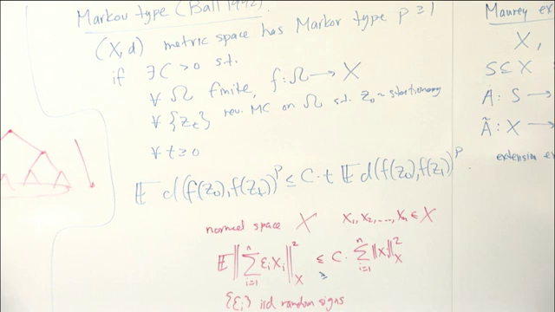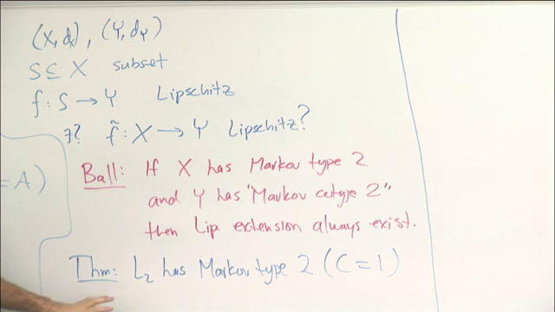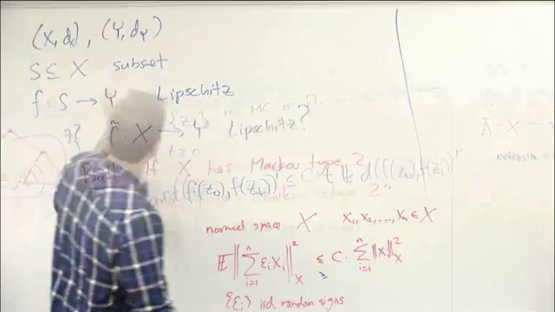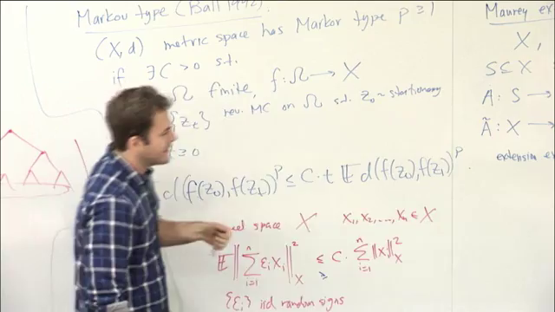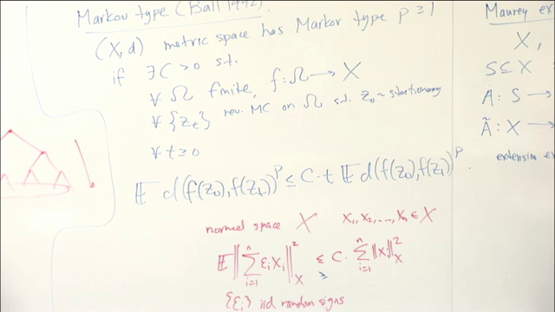This theorem seems great. The only problem was that Hilbert space was the only space for which Keith was able to prove Markov type 2. If this was really a hardcore nonlinear generalization of type and cotype, then you would expect that there would be other spaces besides just Hilbert space that had this notion. Okay, so I'm coming to your question.